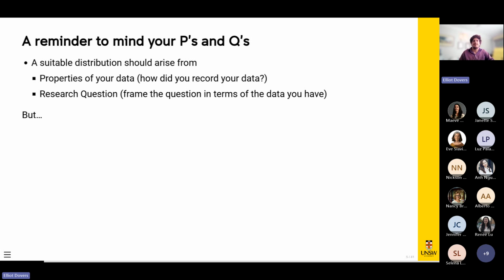So from a statistician's point of view, can we frame our research question in terms of the data we have? We think about these P's and Q's as a good place to start to get to which, for example, distribution we might use.